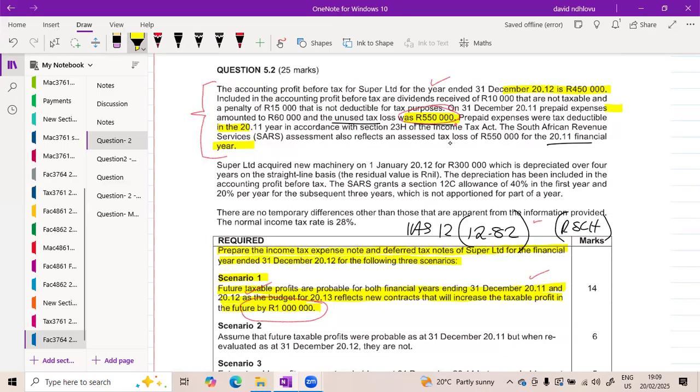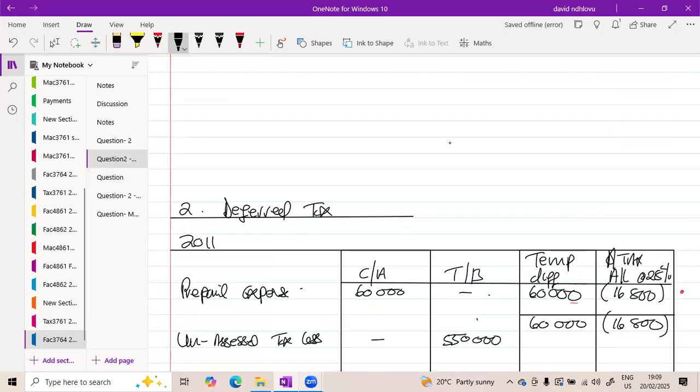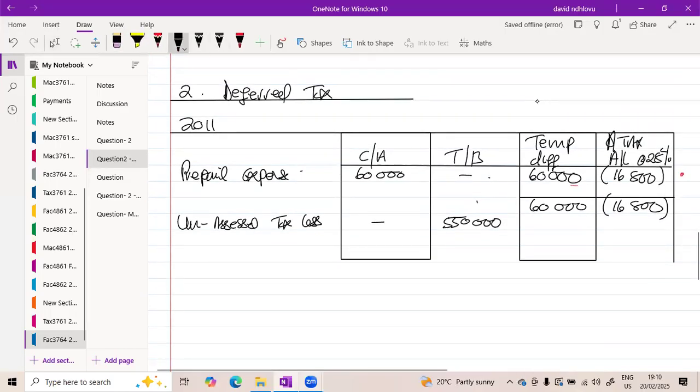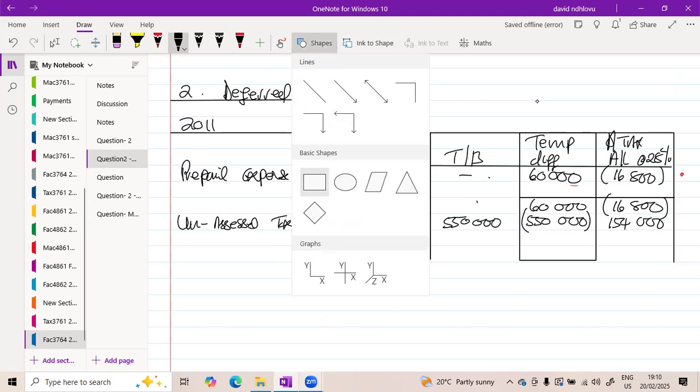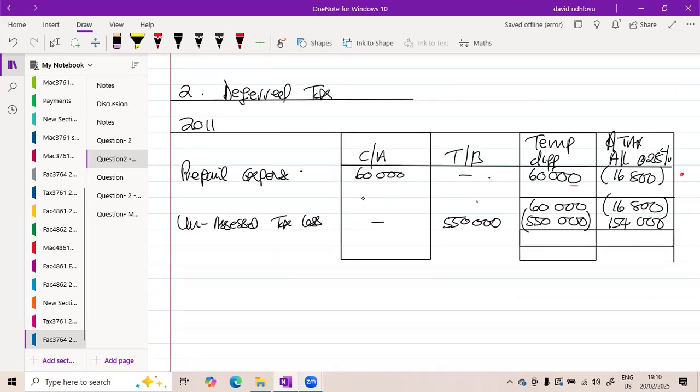So that's the principle. Once you see that in 2011 we are going to have enough profits in the future to cover that amount, you then recognize the full amount here. So therefore, you are going to have 550,000 there. Now it's 0 minus 550,000. The answer is a negative amount. Then you say negative 550,000 times 28%, you are going to have 154,000.